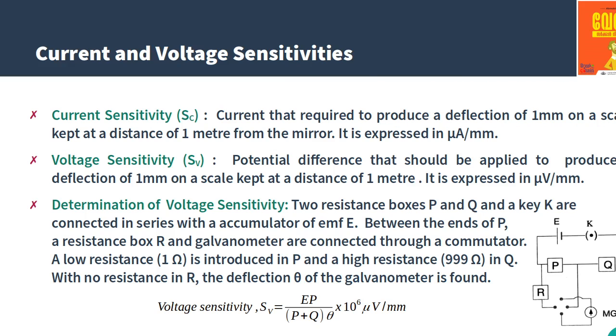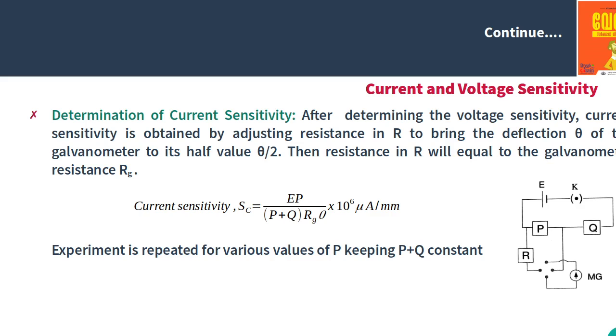Earlier, when you are determining the voltage sensitivity, there is no resistance in R. Now what we will do? We will pull out some resistance from R. So we are introducing resistance in R, and you find out the value of R at which our theta becomes half. And this we learned earlier also. The value of R at which the deflection theta becomes half the value, that resistance will always be equal to the galvanometer resistance. Okay, that we already learned in the previous chapter.